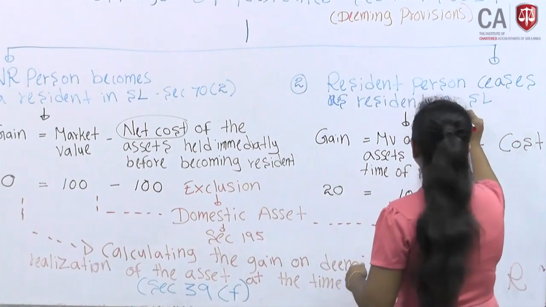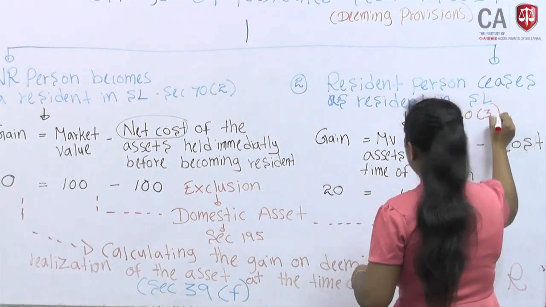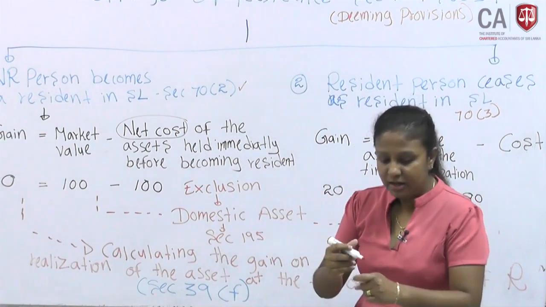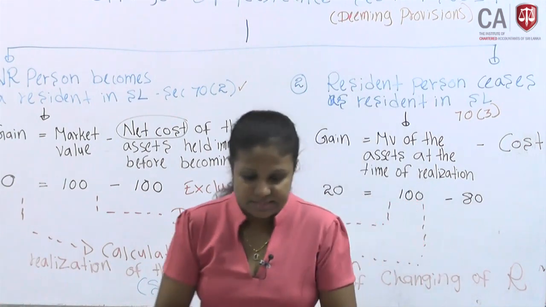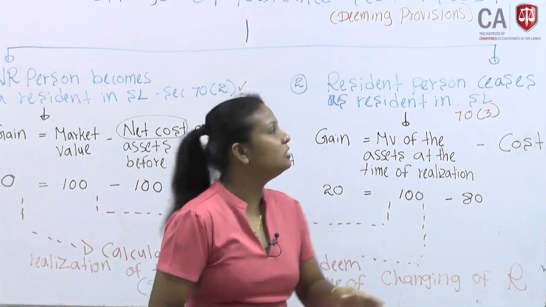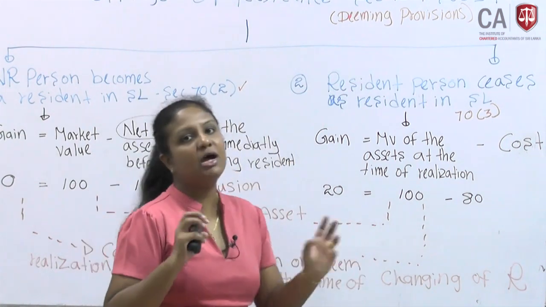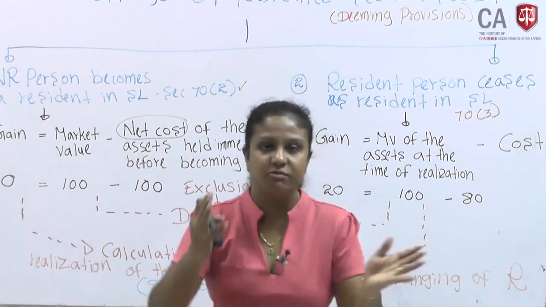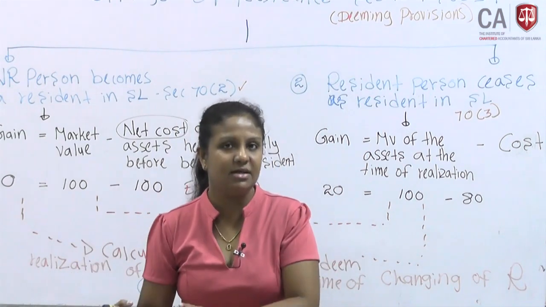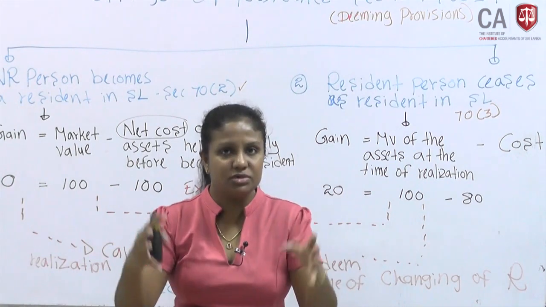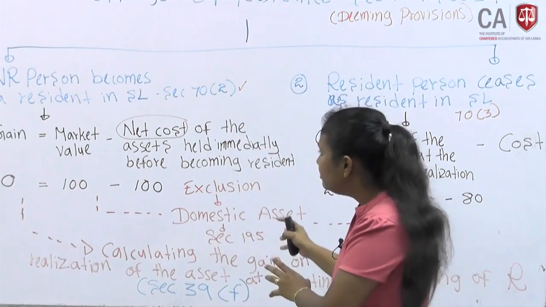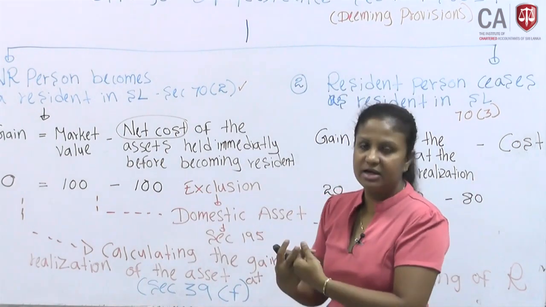This is section 70 subsection 3 and this is section 70 subsection 2. Okay. Now, with all this understanding, we have to go for the question, that is the application part of this theoretical provision. I have taken 2 individuals, one becoming a resident and one becoming a non-resident and ceasing to be a resident. The 2 situations, including the domestic asset example, we will see how they come in practical application.